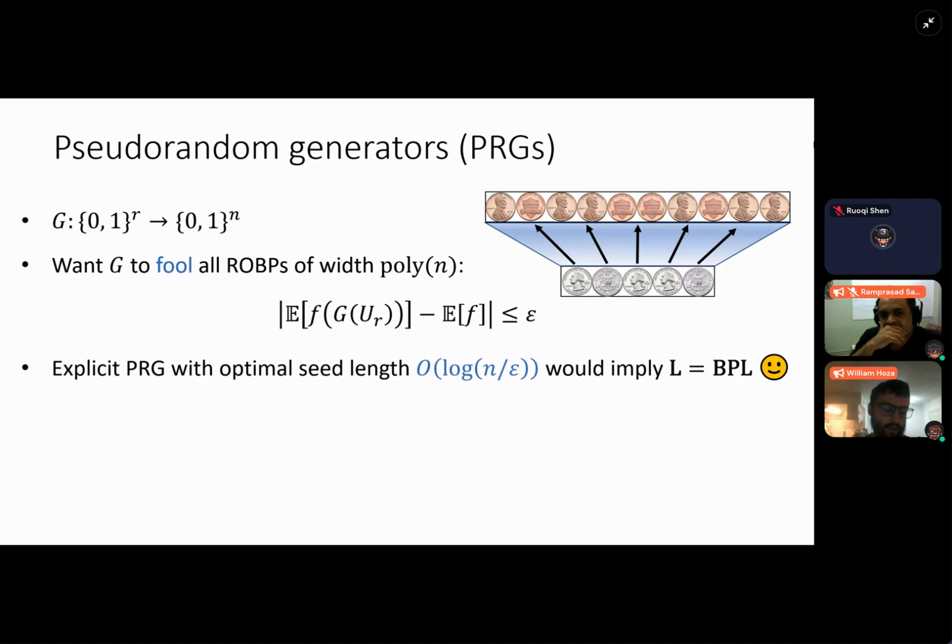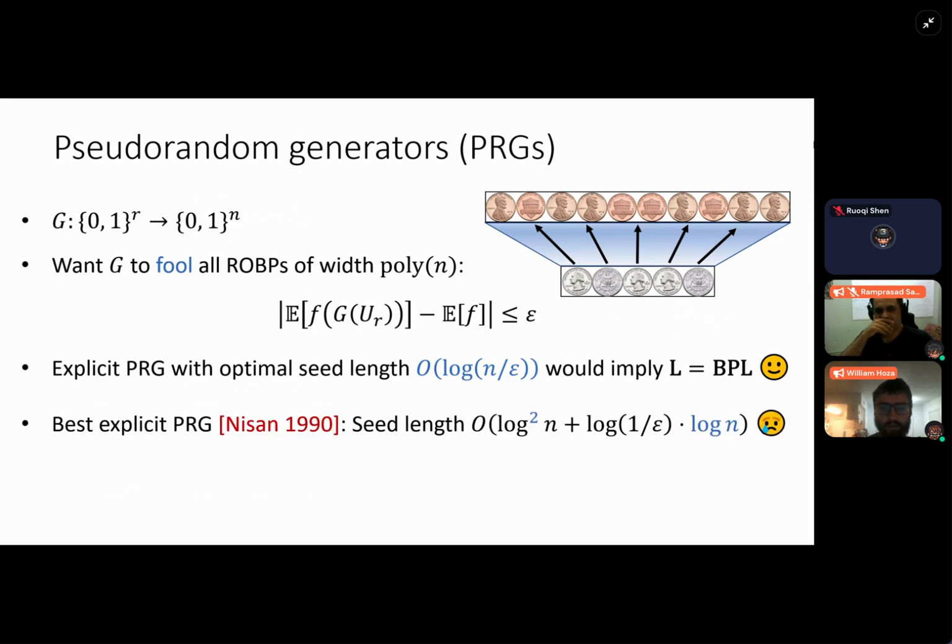Now, if we could design a log space computable pseudorandom generator for this model with the optimal seed length, which would be log(n/epsilon), that would immediately imply a full derandomization of space-bounded computation. In particular, it would imply that L equals BPL. But so far, we're not there yet. The best pseudorandom generator for this model that's known is a construction by Nisan from three decades ago, and it has seed length log squared n plus log(1/epsilon) times log n. So it's basically quadratically worse than what we want.